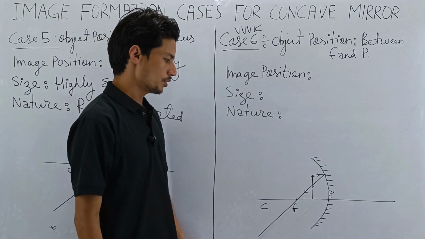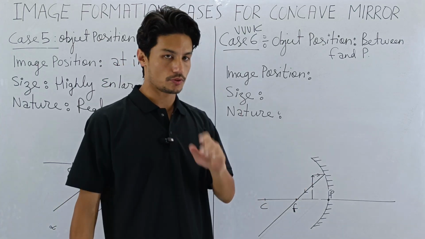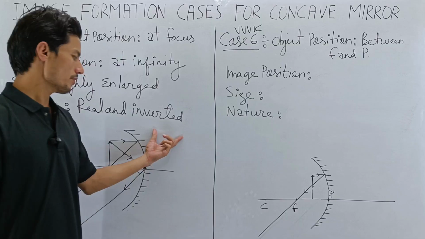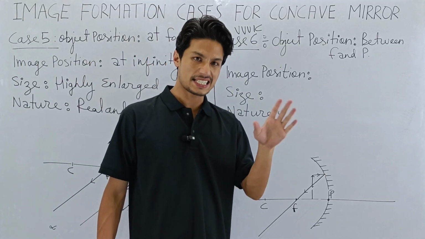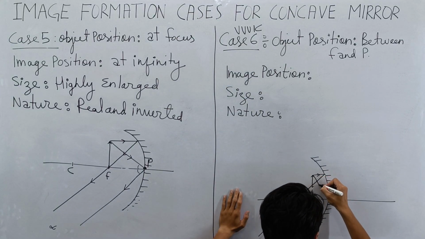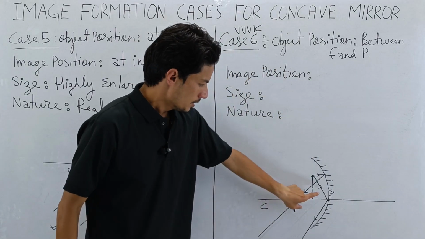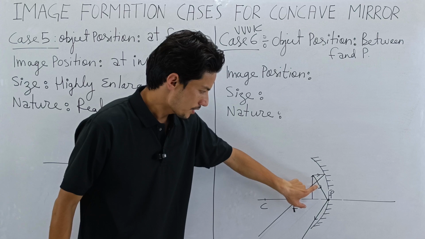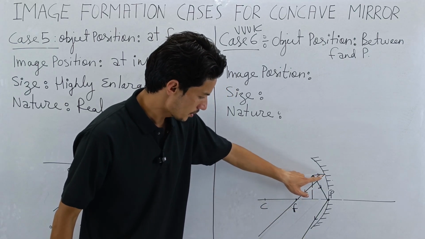Now rule number 2. We will use rule number 4 for the second ray. For case 5 and case 6, I'm using rule number 4 for the second ray. So let me use rule number 4 here, which is this. We'll go like this. This is the second incident ray, and after reflection it will go like this. This is the first incident ray. After reflection it goes like this.